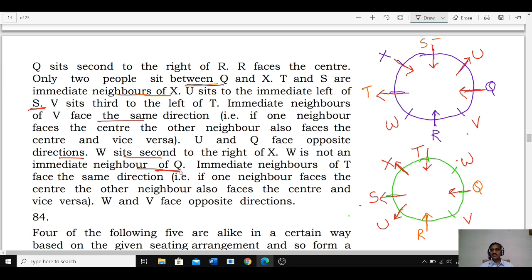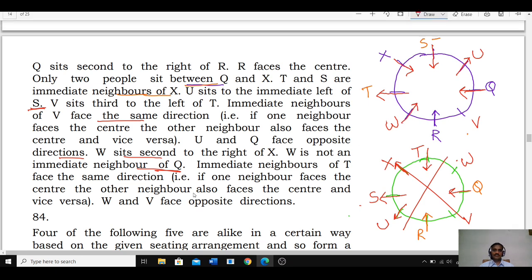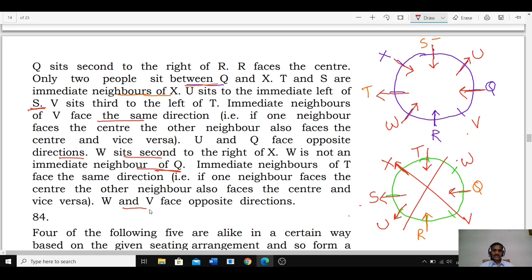W is not an immediate neighbor of Q. Here W and Q are adjacent, so this case is completely ruled out. Now we are left with this case. Immediate neighbors of T face the same direction. X and W face the same direction, X is center, W is also center. W and V are opposite: W is center, V is away from the center. This is how these 8 persons are seated around this circular table. Some of them are inward and some of them are outward.